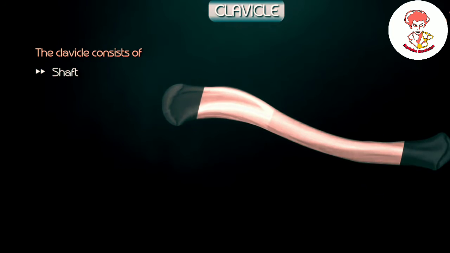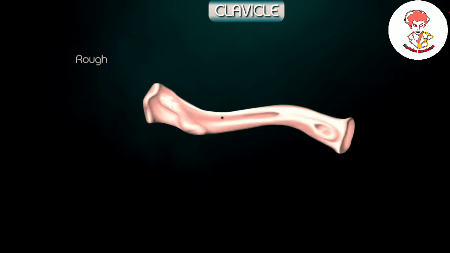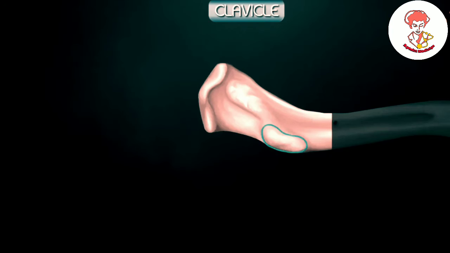The shaft is divided into the lateral 1/3 and medial 2/3. The lateral 1/3 presents with two surfaces and two borders. The superior surface is subcutaneous, and the inferior surface is rough and has the conoid tubercle, which lies close to the posterior border and gives attachment to the conoid part of the coracoclavicular ligament.